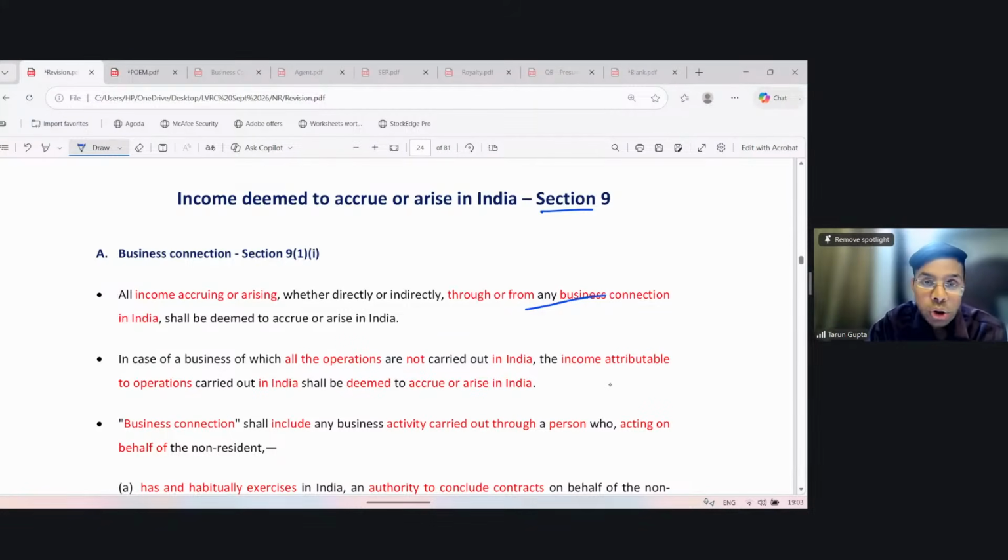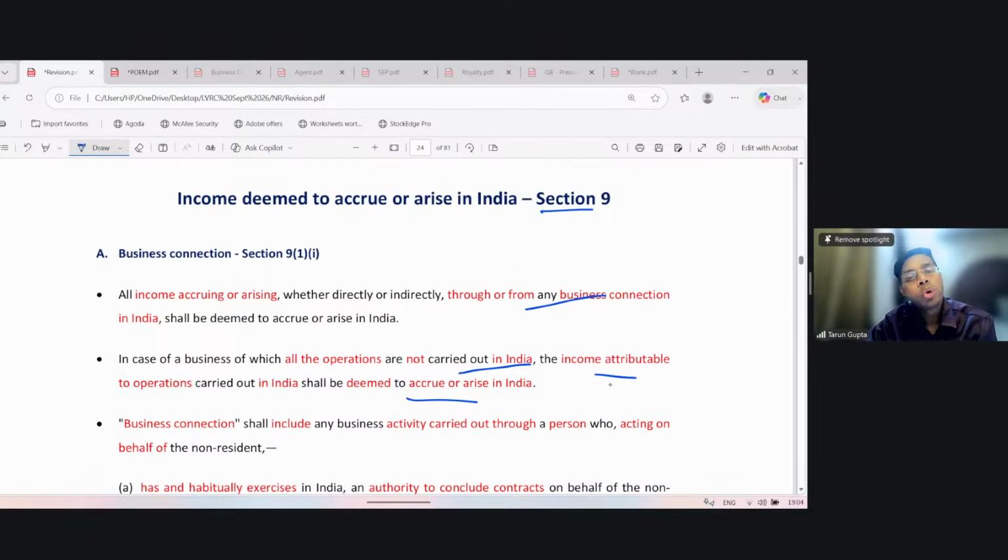However, in case of a business of which all the operations are not carried out in India, the income attributed to operations carried out in India shall be deemed to accrue or arise in India. So if all the operations are not carried out in India, then only such income which is attributable to operations carried out in India shall be deemed to accrue or arise in India. Right.